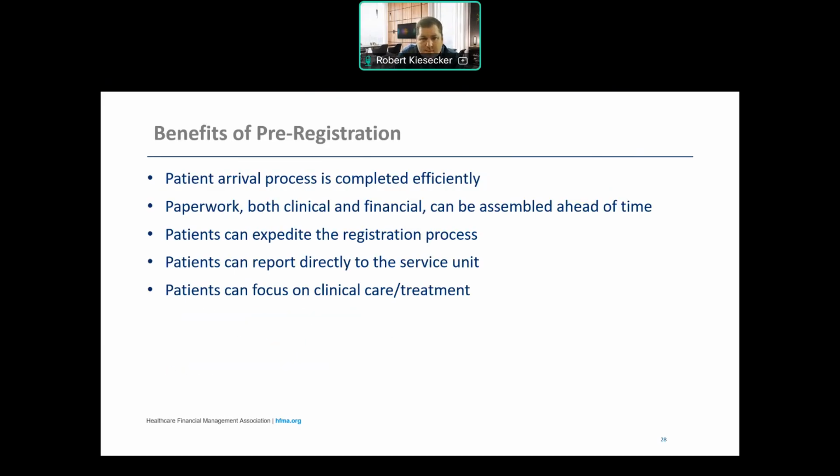All right. Benefits of pre-registration. So the patient arrival process is completed efficiently. Paperwork, both clinical and financial, can be assembled ahead of time. Patients can expedite the registration process. Patient can report directly to the service unit, and patient can focus on clinical care and treatment.